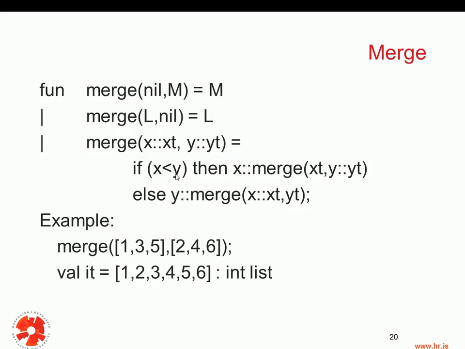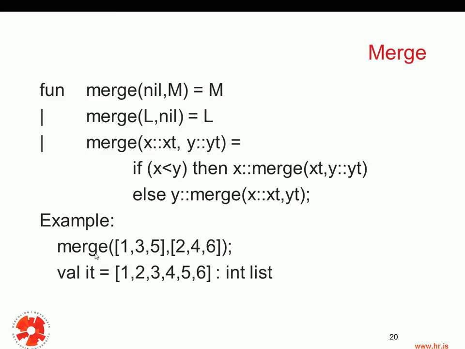If X is less than Y, then we construct a new list where X is the head of the list, and the tail is the result of merging the tail of X with the second list. Notice here, Y double colon YT is the second list. Now, if X is not less than Y, then Y is less than X, so Y should appear ahead of X, and we return Y double colon merge. So the tail will be the result of merging the former list with the tail of the previous list.